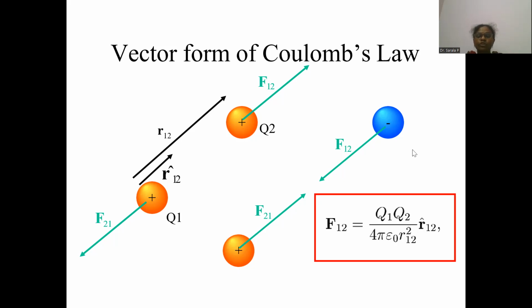And here if we see two charges, that is a positive charge and a negative charge, right? So both charges are of different sign. So there is a force of attraction between these two charges. So here in vector form, how can we express it? F12 is equal to Q1 Q2 by 4 pi epsilon naught R12 square R12. So this R12 is a vector which has the magnitude as well as the direction.